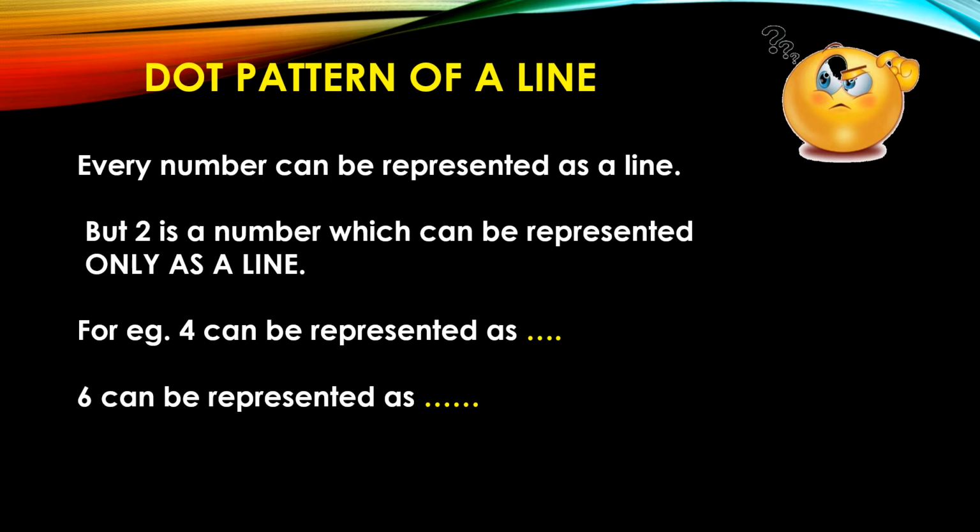Now if I want to represent 4 in a dot pattern, I can draw 4 dots. It can be horizontal, it can be vertical. Now if I want to represent 6, it can be represented as 6 dots. Again, the dots can be horizontal and the dots can be vertical also. Dot pattern of a line just means that we are going to represent the numbers in the form of a line, and that line will be made up of dots.